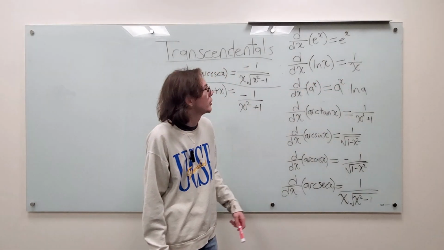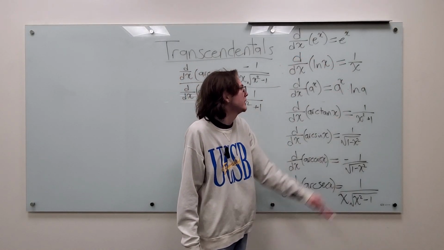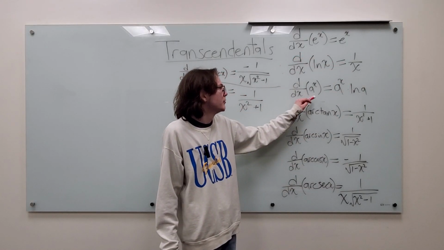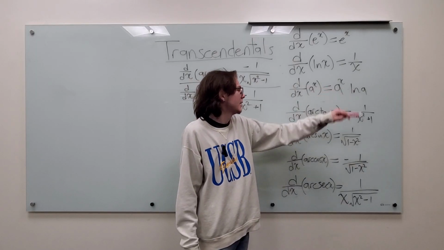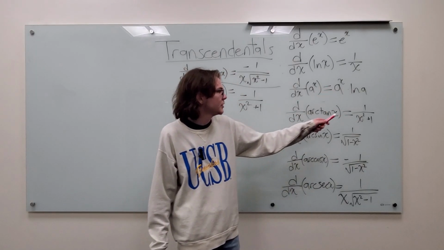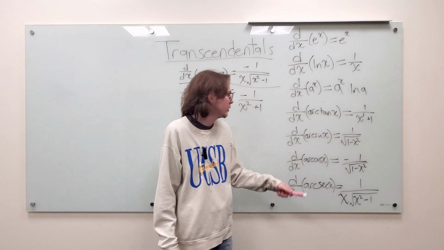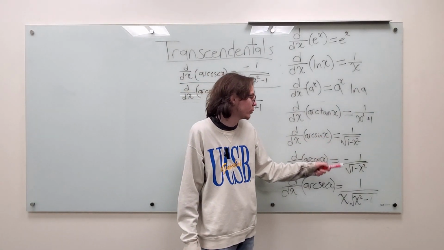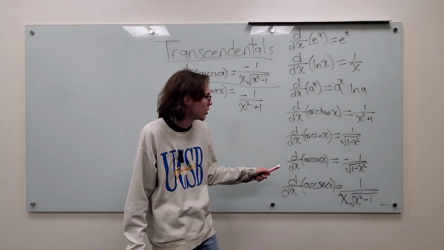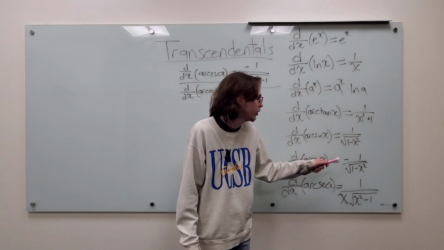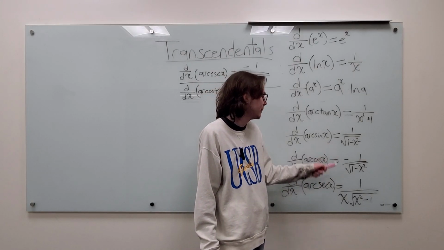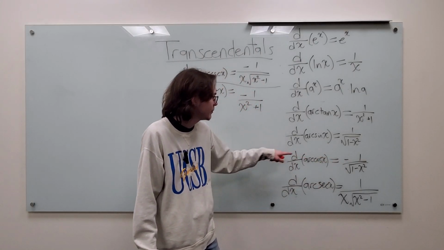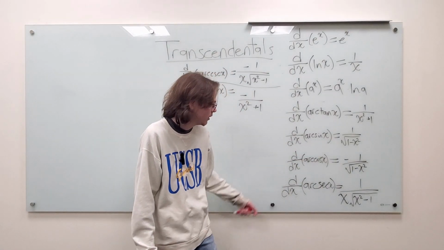Derivative of natural log of x is 1 over x. Derivative of e to the x is e to the x. The derivative of a to the x is a to the x times the natural log of a. Arctangent is 1 over x squared plus 1. Arcsine is 1 over the square root of 1 minus x squared. Arccosine is negative 1 over the square root of 1 minus x squared. It's the same thing as arcsine, but negative.